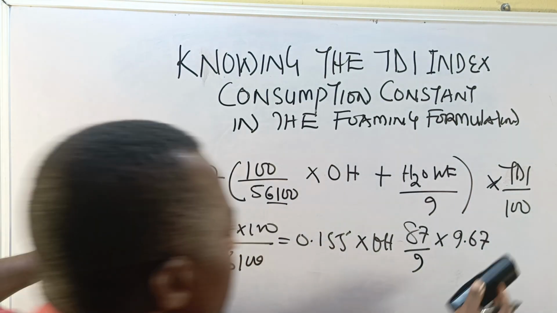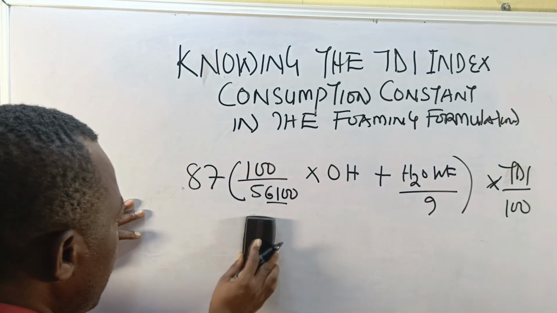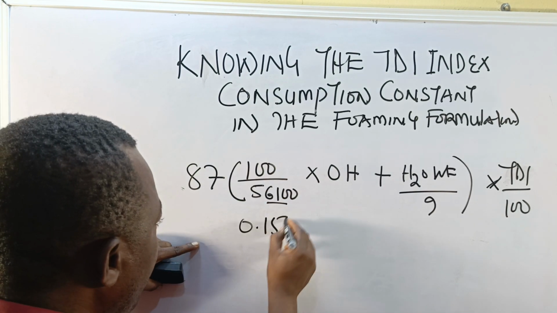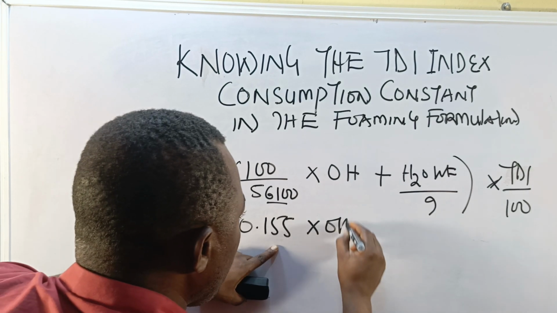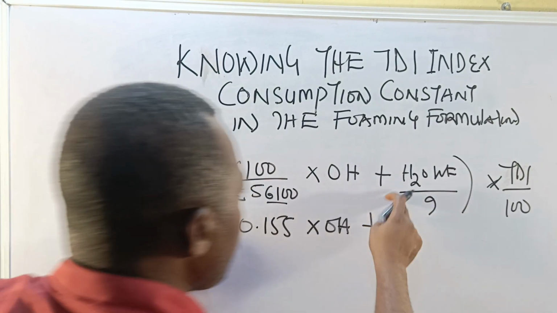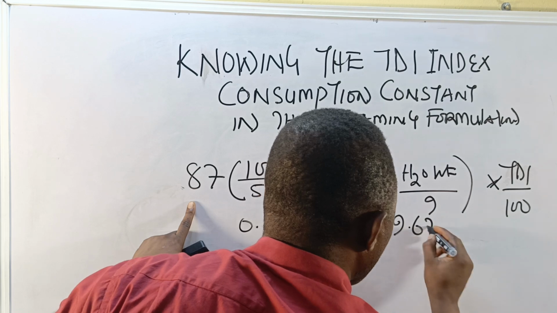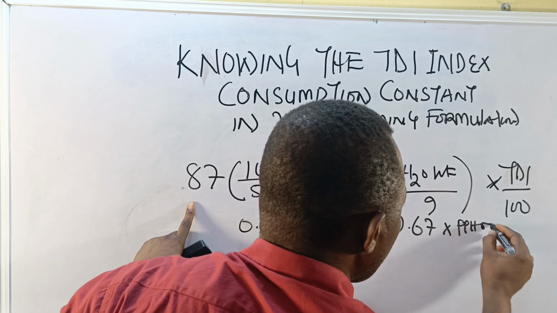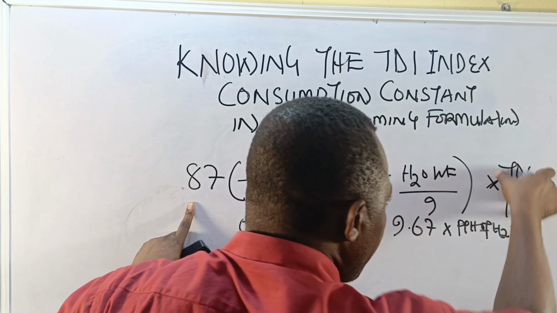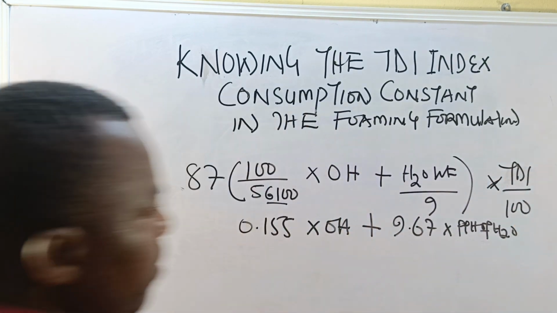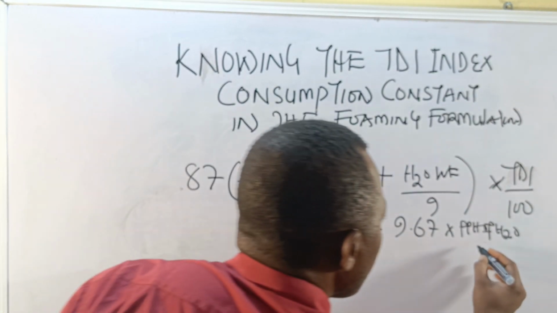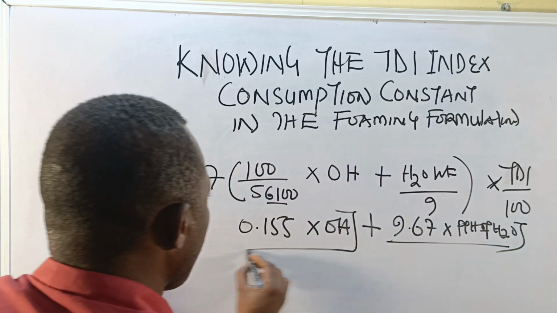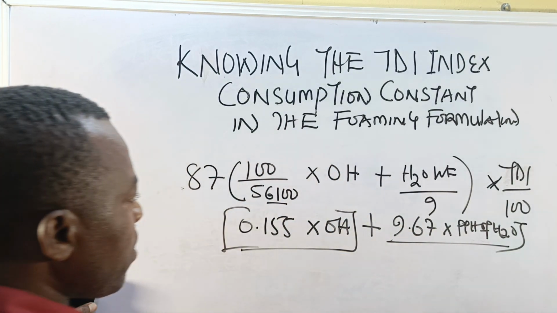So in this case, if we rearrange this equation, the total of this will give us, can I clean this? Permit me to clean this. I will rewrite it. So when we do this to this, we have 0.155 times the OH value, plus 9.67 times that of water, that is the pph of water, times 100. So that will give you the TDI. This therefore means this is the amount that is reacting with water. This is the amount that is reacting with the polyol.